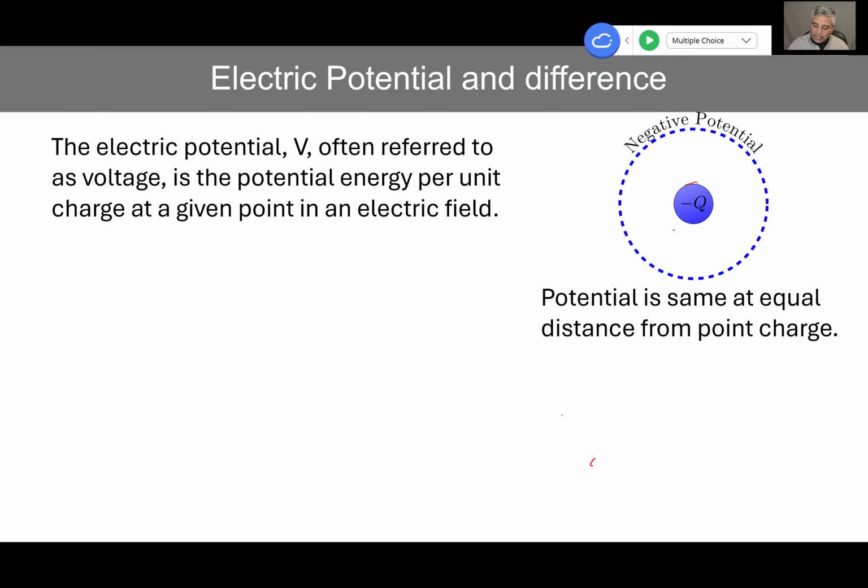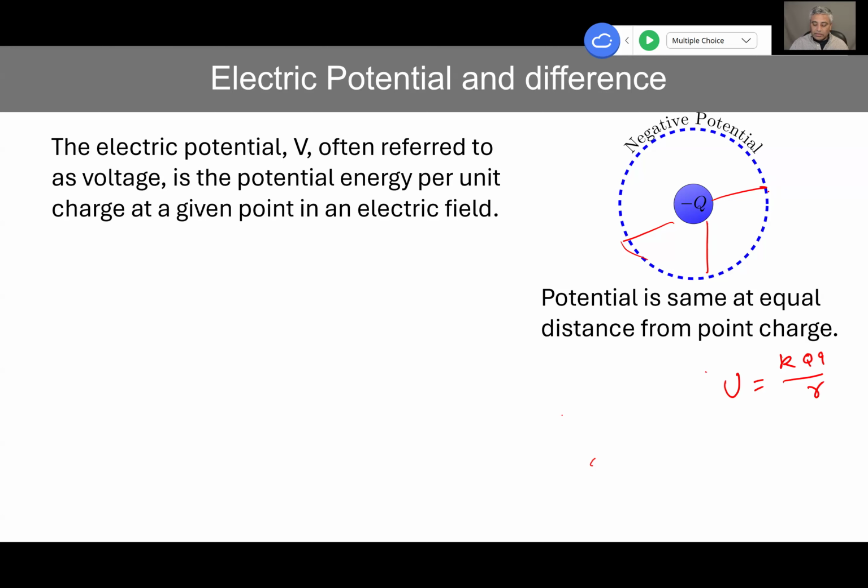So when we have a negative charge here, everywhere around it at equal distance, there's going to be equal negative potential. We know that, right? If this was positive, let's say if this was positive, then this would be positive. And everywhere around this, it has the same potential at equal distance, because we know in the formula, the potential energy is KQ over R.